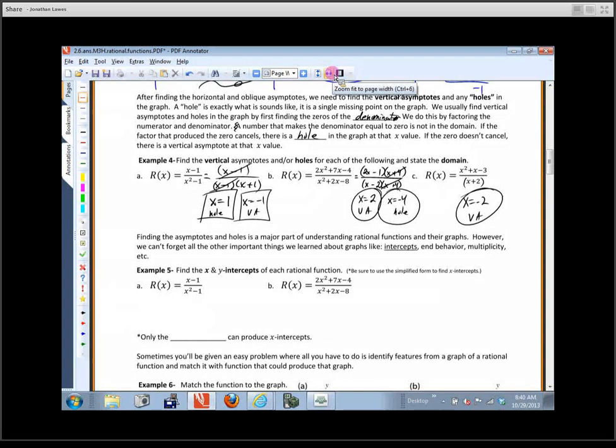Okay. We're getting close to being able to produce a graph here. Hopefully we can do one before we leave.